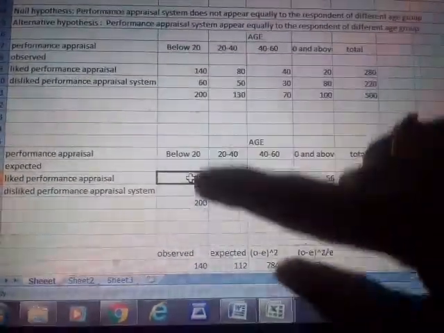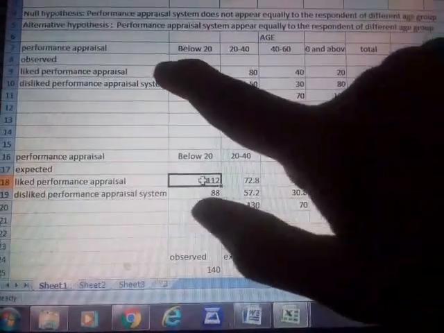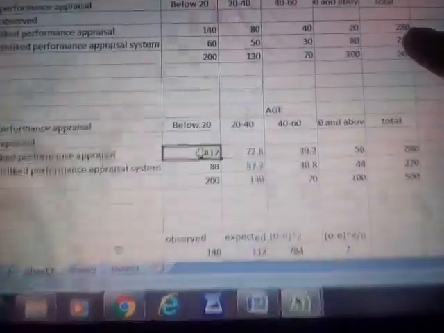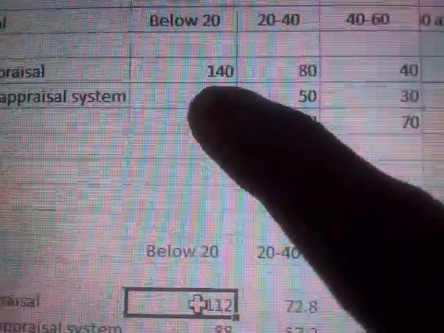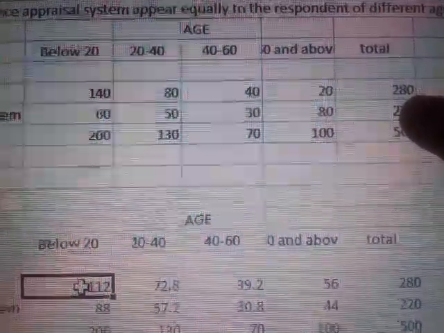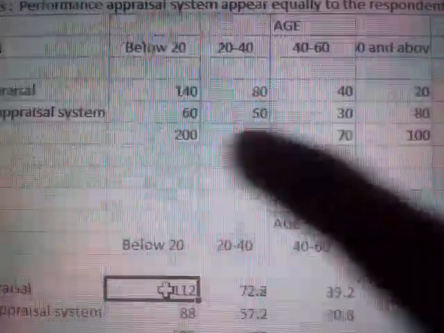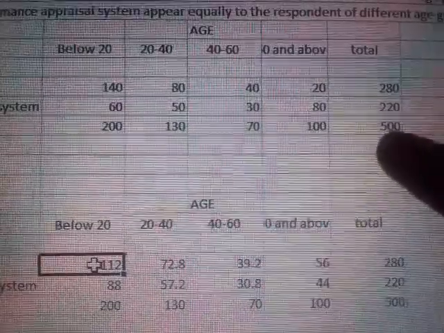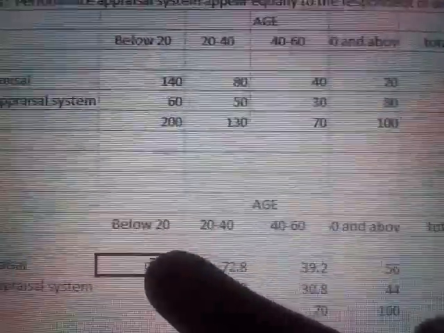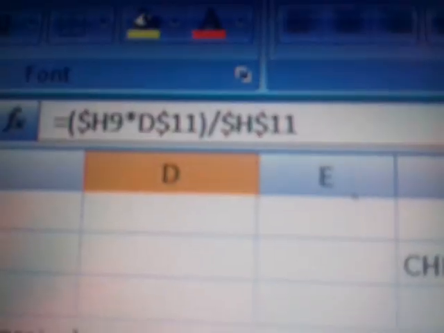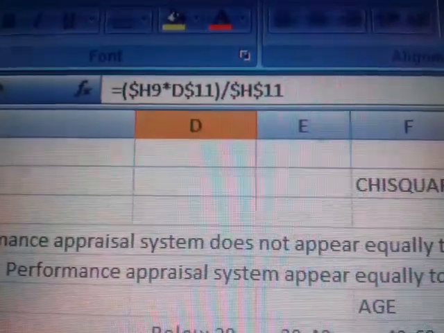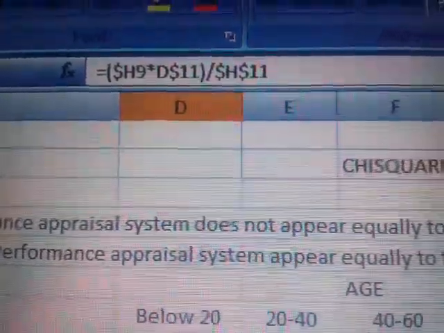How do you find the expected value? This is the first row, and the row total is 280. So 280 into 200. I am talking about 140 here. The corresponding row total is 280 and the column total is 200. Multiply these two, 280 into 200, divided by your total number of respondents, 500. So the formula is row total into column total divided by total number of respondents.